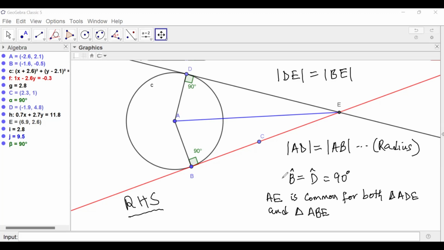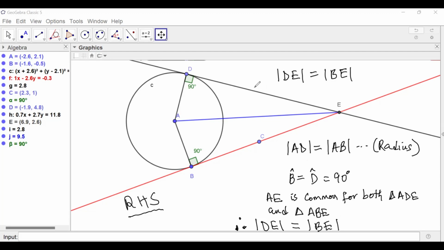And when two triangles are congruent, what does it mean? It means, therefore, that all the corresponding sides are equal. So having demonstrated that these two right angle triangles are congruent, we can say, therefore, DE is equal to BE.